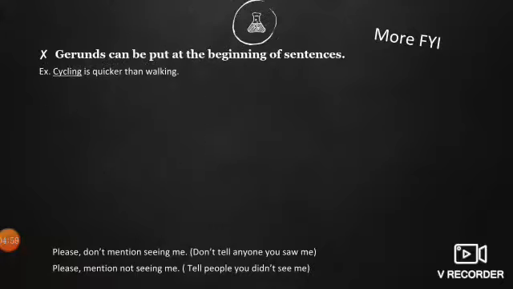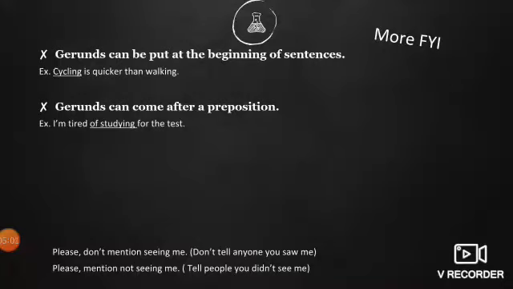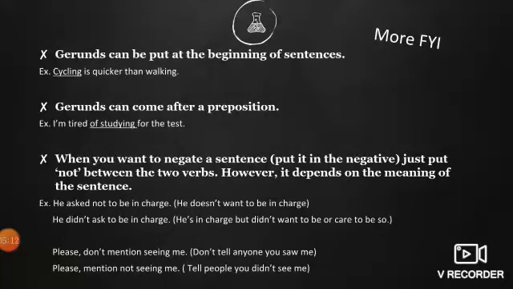You also need to know that gerunds can come after a preposition. So, I'm tired of studying for the test, okay? So they can also come after prepositions. When we want to negate a sentence, whether it be in the infinitive or in the gerund, we put not between the two verbs. So remember, we have two verbs. When we put them together, if we want to make them a negative sentence, we just put not in the middle, okay? And it really depends on the meaning.